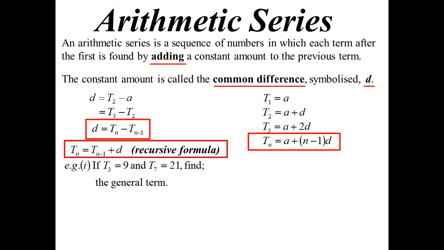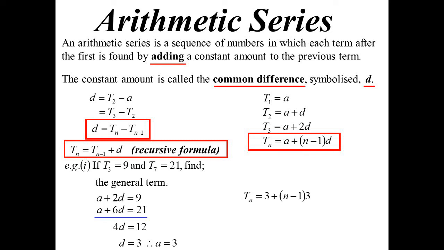So we're told that the third term is 9, the seventh term is 21. What would be the general term for this one? Well, I know the third term, so a plus 2d, is 9. A plus 6d is 21. Basically, it's simultaneous equations. Now, we can work out what a and d are. And so d equals 3. A also is 3. So we get 3 plus n minus 1, 3. But we don't leave it like that, of course. We would want to simplify it. Expand that out. Collect like terms. And we just get 3n.